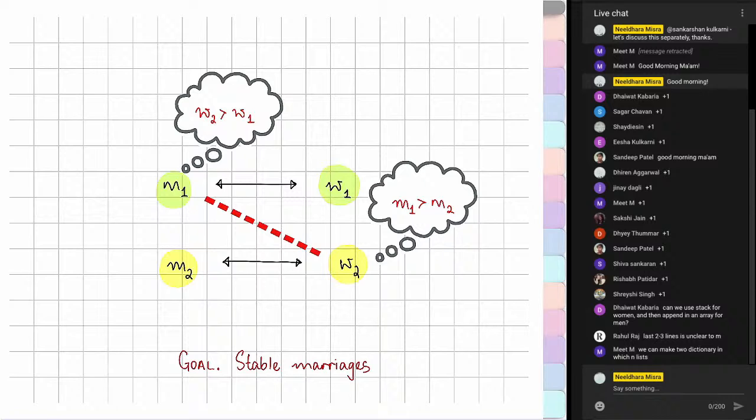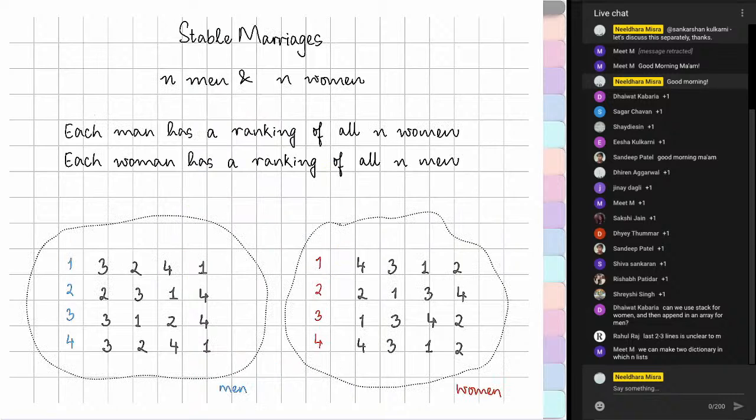Right, a couple of comments in the chat where the last two lines are unclear, and Meet is asking if we can make two dictionaries. Yes, I think we're definitely going to get to the implementation details very soon. But as I said, let's first just try and figure out what it is that we are trying to do. So we're trying to come up with a pairing, right? We want to match every man to a woman.